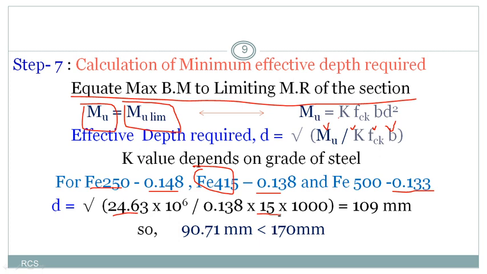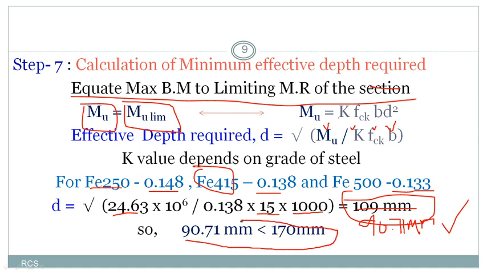So 15 Newton per mm square is the characteristic compressive strength of concrete. As we are designing this slab with a 1 meter width, we are getting 90.71 mm as the minimum effective depth required to resist that maximum bending moment of 24.63 into 10 power 6. 90.71 is the correct answer, and this 90.71 is less than 170 mm.